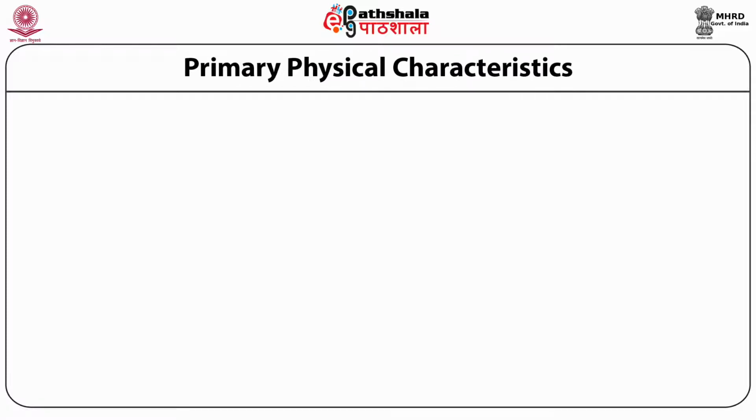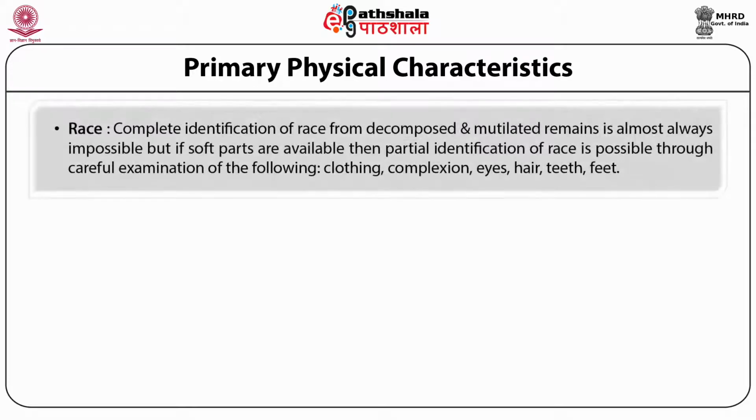The first important primary physical characteristic is race. Complete identification of race from decomposed and mutilated remains is almost always impossible, but if soft parts are available, then partial identification of race is possible through careful examination of clothing, complexion, eyes, hair, teeth, and feet.